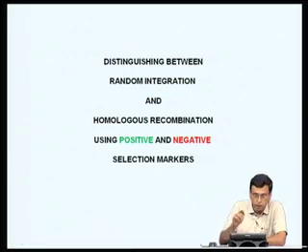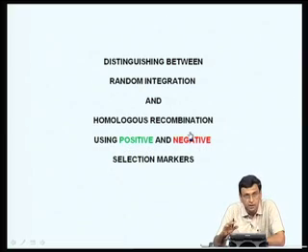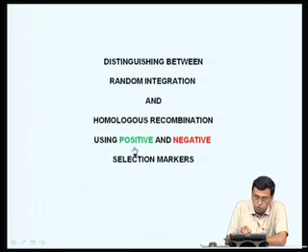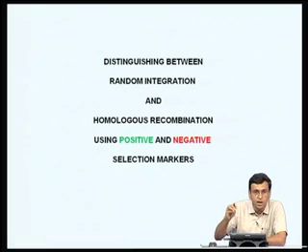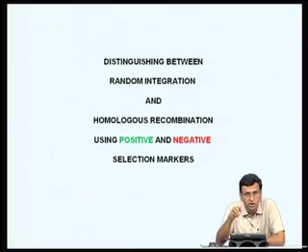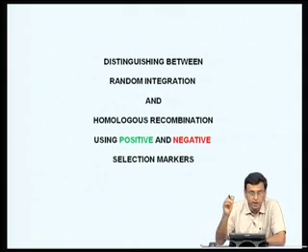This is carried out by using positive and negative selection markers. It's a very important feature. So, I am going to spend some time to explain to you how you do this positive and negative selection, and how you can selectively select those cells which have undergone genetic recombination, and kill those cells in which the gene has got integrated randomly.